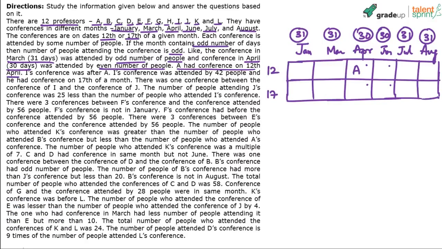Yeah. A is on 17th April. Now, what comes immediately after A? 17th April. That point has to be noted. Now, I's conference was after A. So, after A, there are many slots. 1, 2, 3, 4, 5, 6, 7 slots are there. We can't do anything about it.